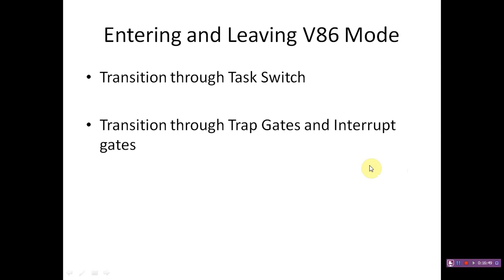So let's see first, the transition through task switch. A task switch to or from a V86 task may be due to any of three reasons. First, an interrupt that vectors to a task gate. Second, an action of the scheduler of an 80386 operating system. Or third, an IRET instruction when the VM flag is set.